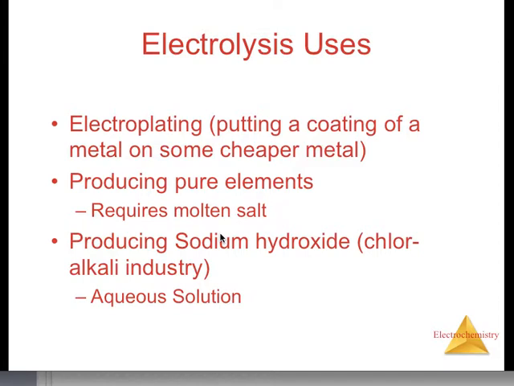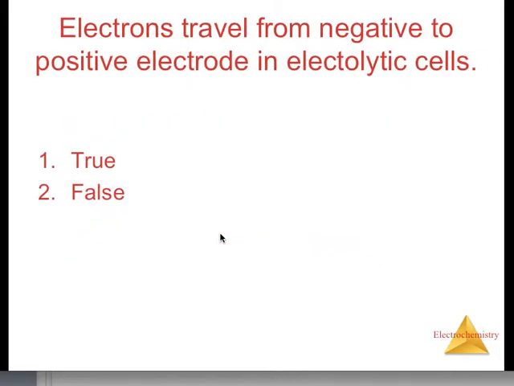What do we use electrolysis for? Well, electroplating, putting a coating of a metal on some cheaper metal, like chrome plating. Reducing pure elements, that requires the molten salt. Producing sodium hydroxide, that would be an aqueous solution. That's where we're going to end.